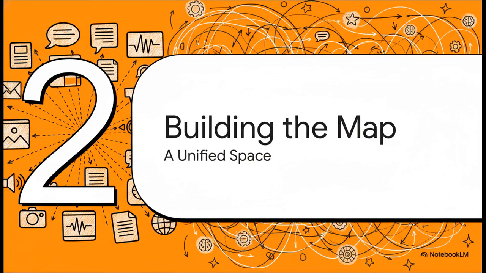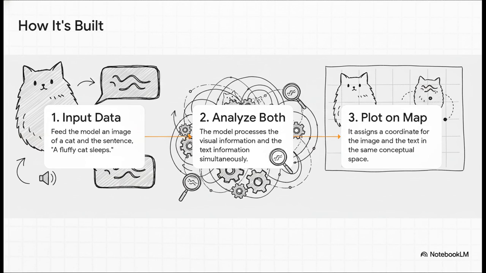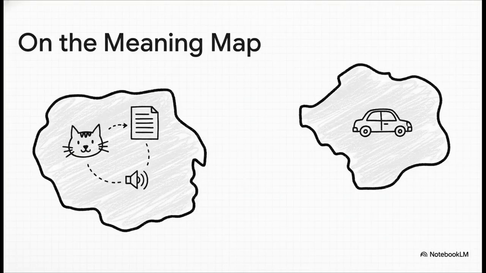So, if the goal is this incredible unified map, how in the world does an AI build it from scratch? Let's take a look. It's basically a three-step process. First, you just feed it different types of data about the same thing. So, here's a picture of a cat, and here's the sentence: "A fluffy cat sleeps." Next, the model analyzes both of them at the exact same time. And then, this is the magic moment, it plots them both on that shared map, giving them coordinates that are super, super close together.